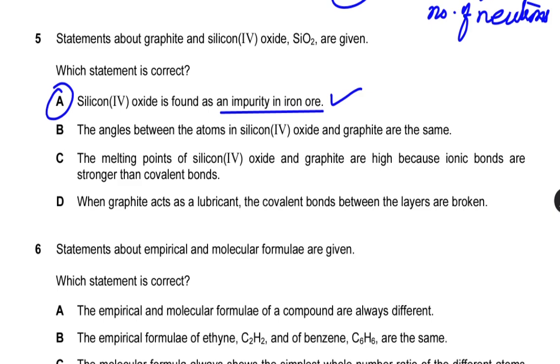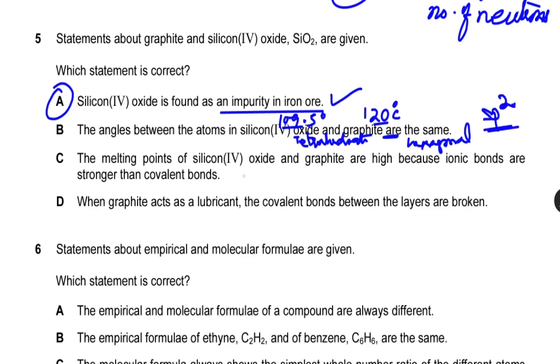The angles between the atoms in silicon 4 oxide and graphite are the same. No, in silicon 4 oxide it is 109.5 degrees, whereas graphite has an angle of 120 degrees. So we have to memorize the angles, because this is the first time they are asking about the angles between these structures. Silicon 4 oxide is basically a tetrahedral structure, whereas graphite is a hexagonal structure along with sp2 hybridization, which basically is not part of your syllabus.